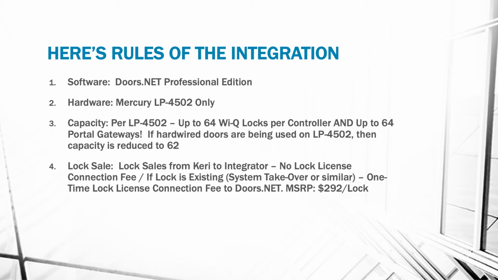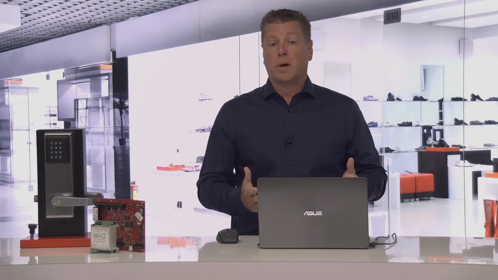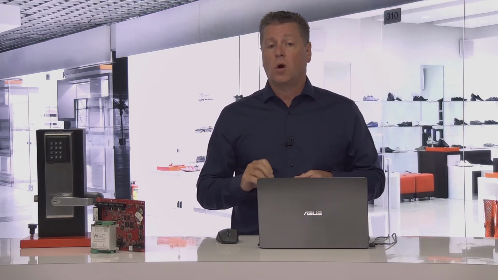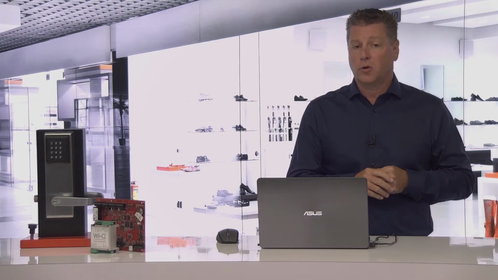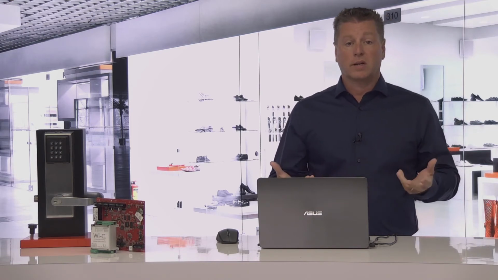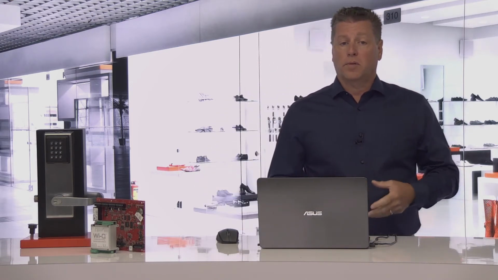And then our capacity. This is where I kind of like it. This integration, as opposed to some of our other wireless lock integrations, gives you a lot of flexibility and a lot of horsepower as well. We can do up to 64 YQ locks per LP4502, and kind of unique, we can support 64 portal gateways. So we literally could do a 1-to-1 gateway to lock ratio if we had to. Is that really logical? Probably not, but the horsepower and the flexibility are there to do so. The only little caveat is that the controller has two hardwired door buses on the control panel. If those are being used, that takes away 2 slots from the wireless lock capacity and drops it down to 62.